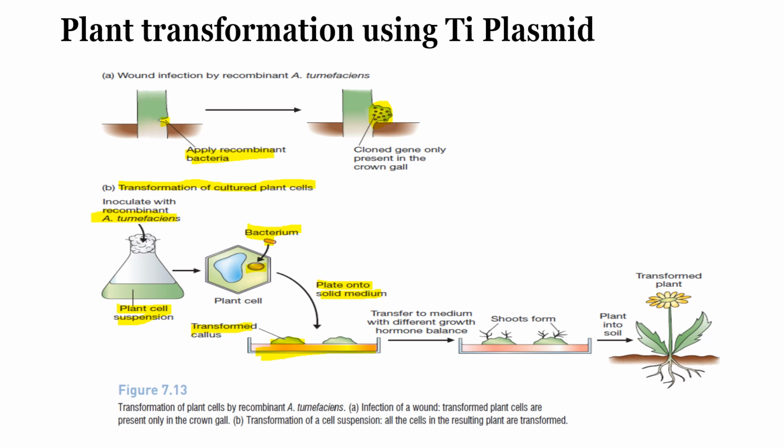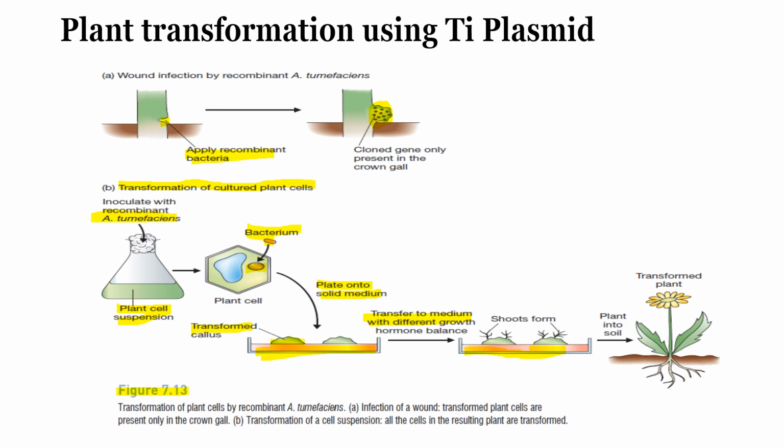organ. Then from here we transfer these calli, we subculture them onto a media which has a different hormone balance so that we can develop shoots. After that, we put them onto a rooting medium, and then we let the roots develop, and then we can grow our transformed plant in soil.